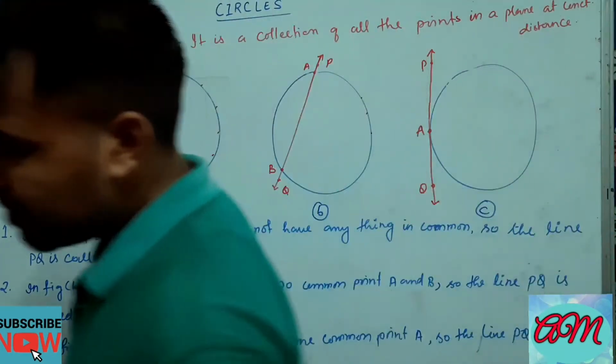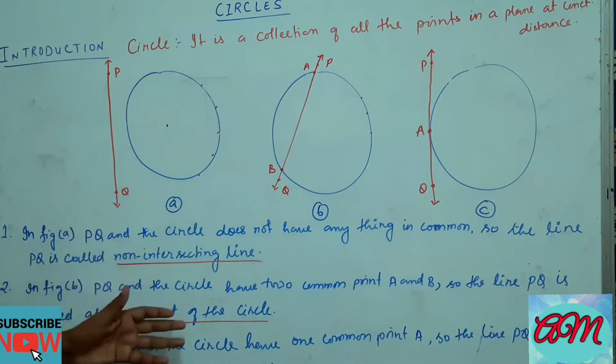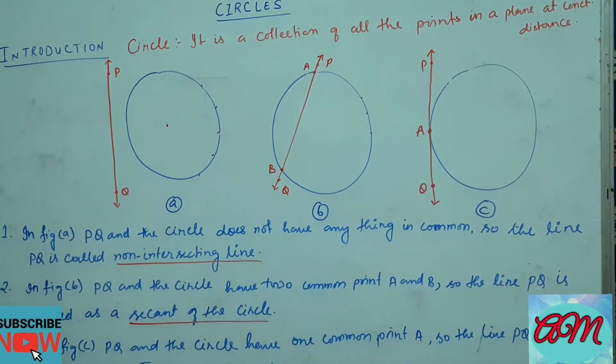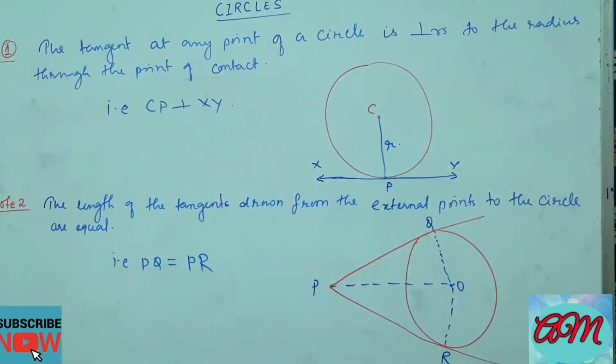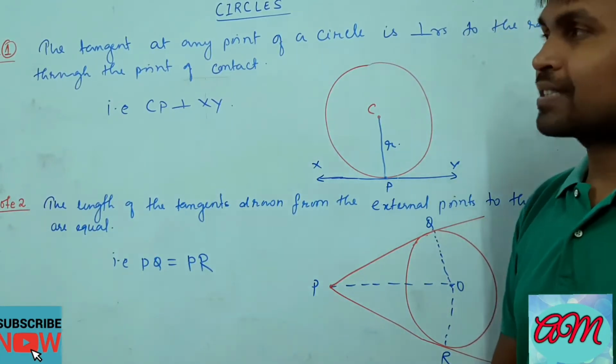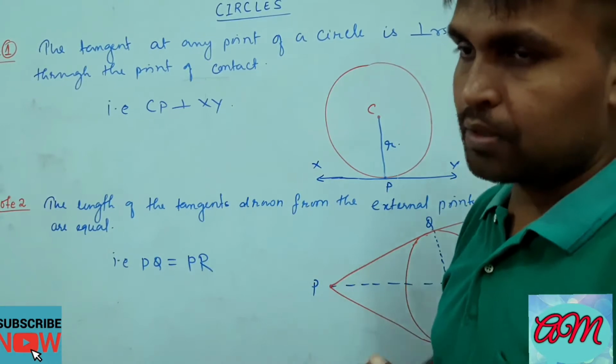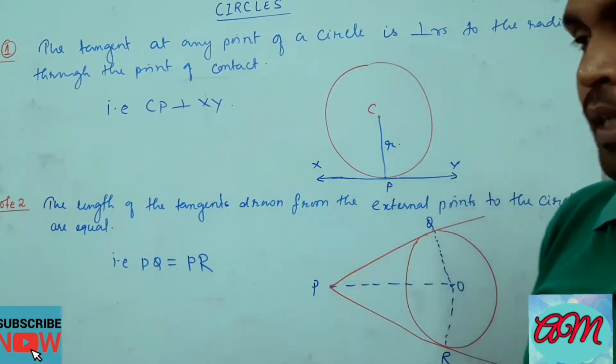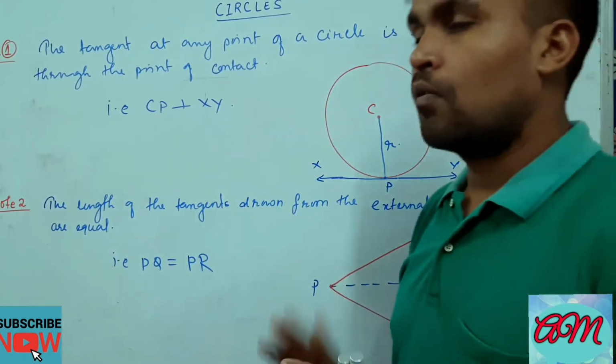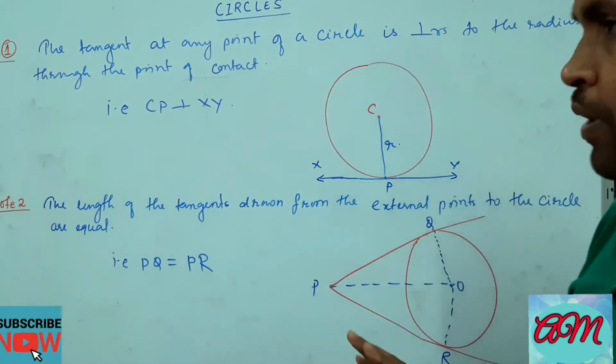After taking it down, we will be coming to some theorems of a circle, and then we will go to the exercise. So kindly take it down. Okay. So now, we have discussed the introductions: what is a circle, what is a tangent, what is a secant, what is a non-intersecting line.